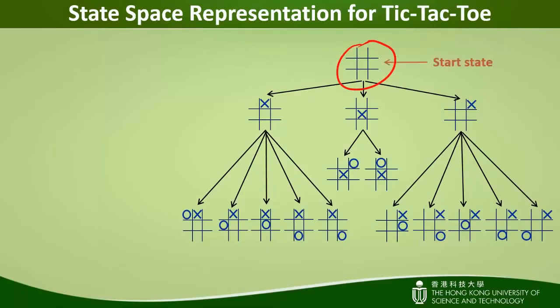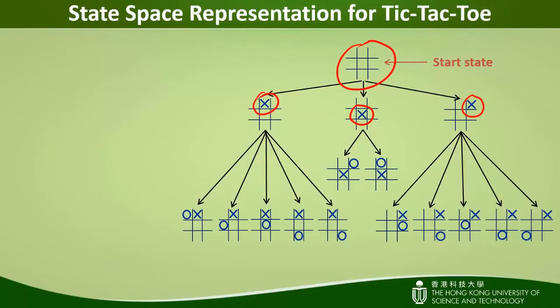Let's say the player who picks the cross starts first. There are 9 possible locations where the first player could place the cross, but because of symmetry, the graph here is showing only 3 choices, including the middle one, which is unique. The corner one represents 4 cases. Similarly, the side also represents 4 cases.